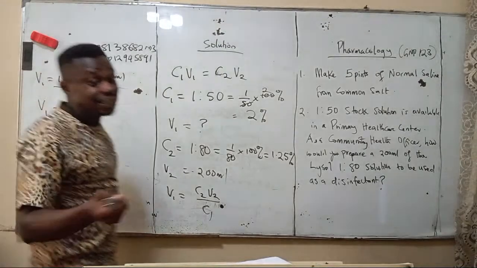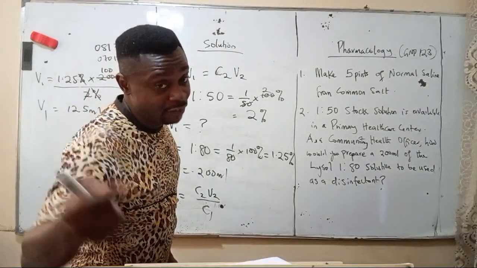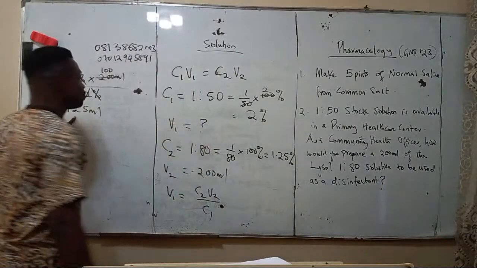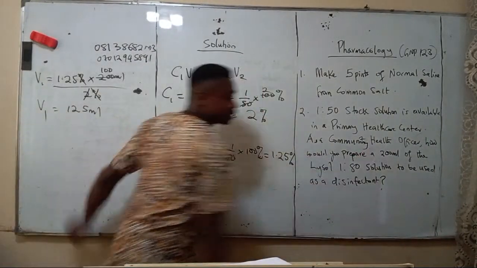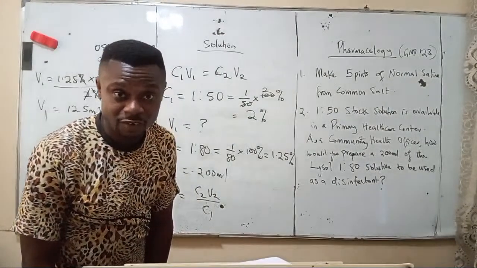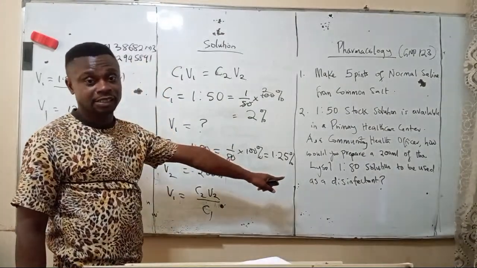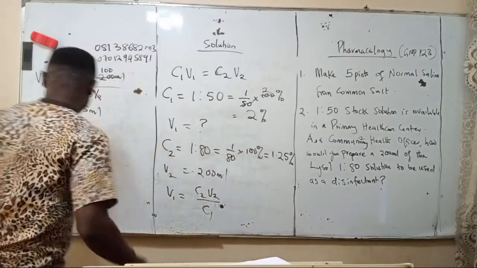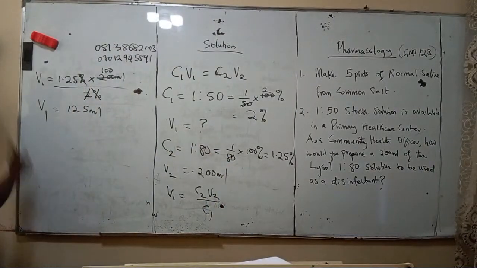Sometimes you will be asked the volume of water added. If you want to know the volume of water you added, simply subtract 125 ml from 200 ml. It will be 75 ml of water. But that's not what the question is asking, because they say you just explain how you do it. Simple. So let us explain.